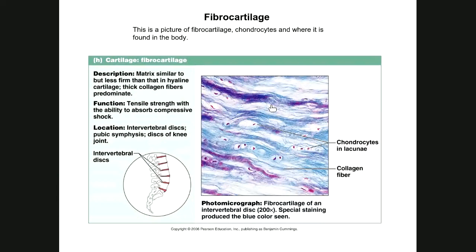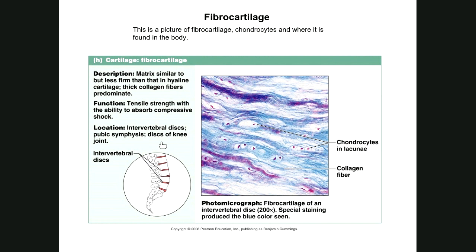So you can see these collagen fibers. Fibrocartilage is found in the meniscus of the knee, the intervertebral discs, the discs between your vertebrae, and something called the pubic symphysis, which is in the front of your pelvic area. It holds the two bones together in the front. It's fibrocartilage also. So it tells you where you can find it.